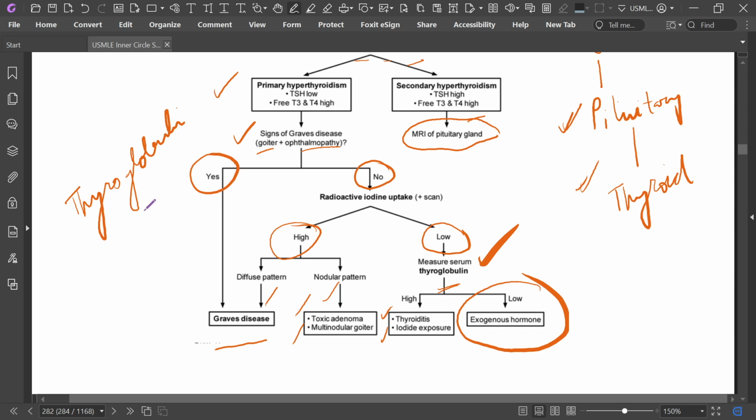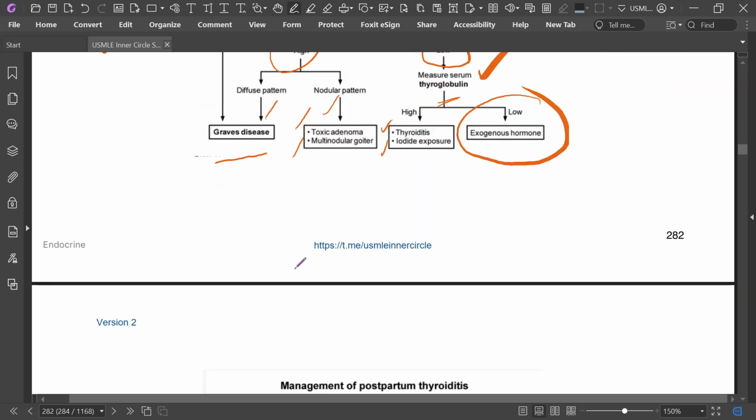If radioactive uptake shows high uptake and diffuse uptake, then it is Graves' disease. If it is a nodular pattern uptake, then it is toxic adenoma or multinodular goiter. And if radioactive uptake is low, then measure serum thyroglobulin. If serum thyroglobulin is high, then either it is thyroiditis or iodine exposure. If it is low, then it is exogenous thyroid hormone.